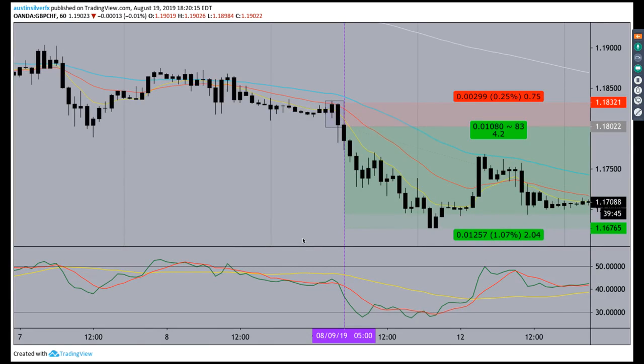Here's another one. This is GBP CHF. Look at the liquid 50. This is on the hour chart. First thing you should always look at, liquid 50. It's perfect in the sell zone. It's perfect, right? EMAs, perfect in a downtrend.